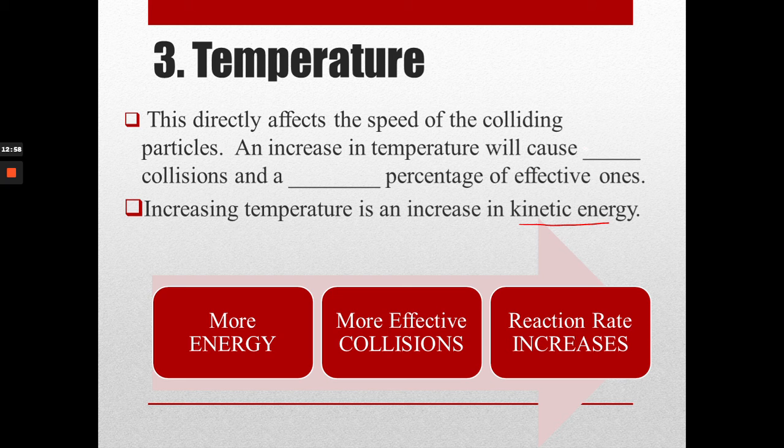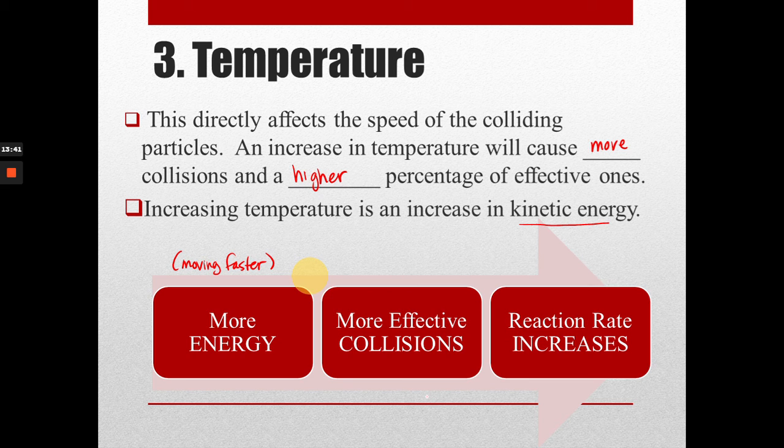An increase in temperature will cause more collisions, and a higher percentage of those collisions will be effective collisions because they're going to hit with a lot of energy, enough to really knock them into each other and allow them to form that kind of middle of the road, getting ready to react compound. We'll learn about what that is later. But here what we have is more energy, which means moving faster because they're at a higher temperature, which means more effective collisions, which means my reaction rate is going to go up.